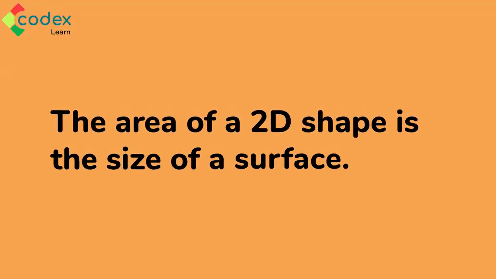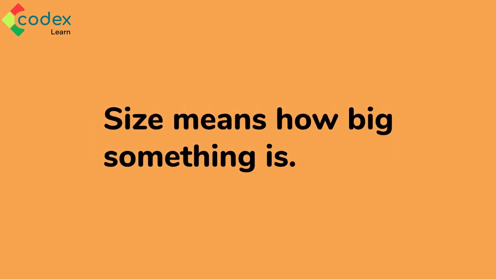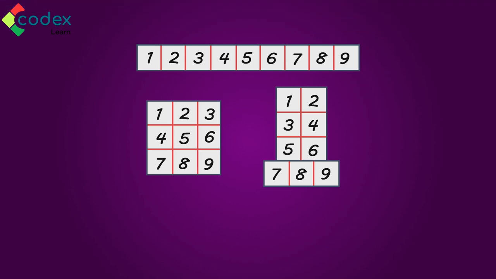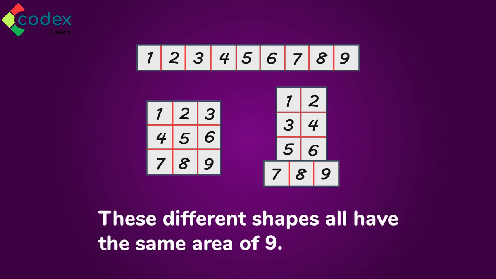Let's find out. The area of a 2D shape is the size of a surface. The important word in the statement I just made is size. Size means how big something is. Let's have a quick look at these shapes. They all have the same area, and you'll see how. These different shapes all have the same area of 9.